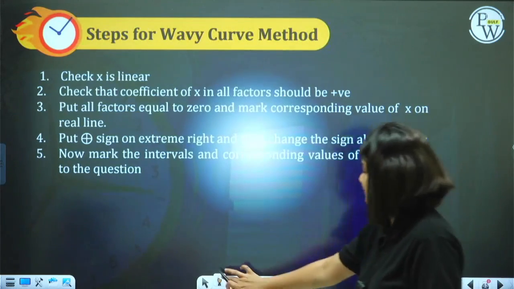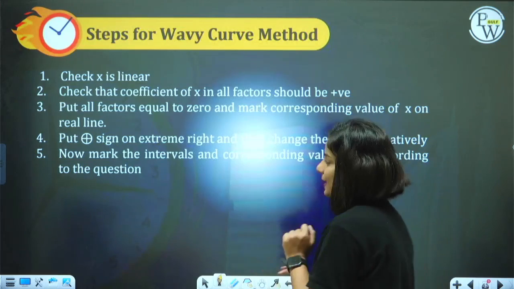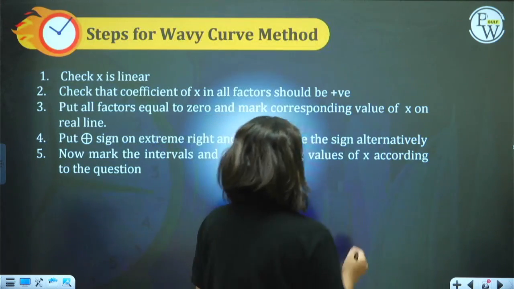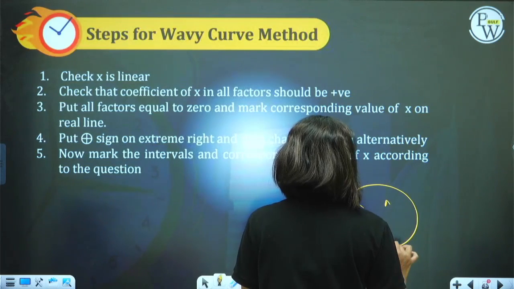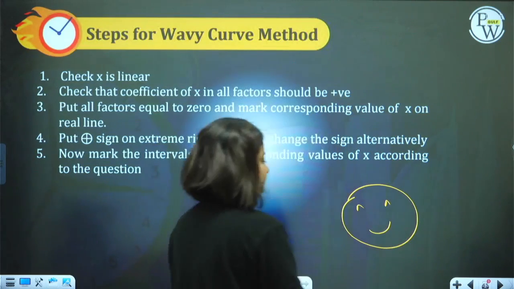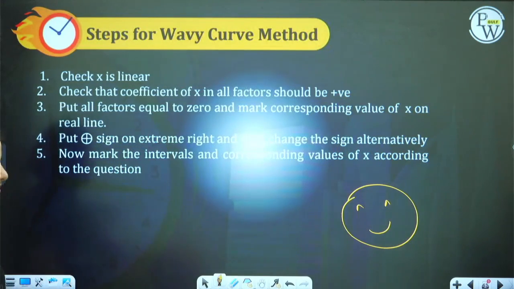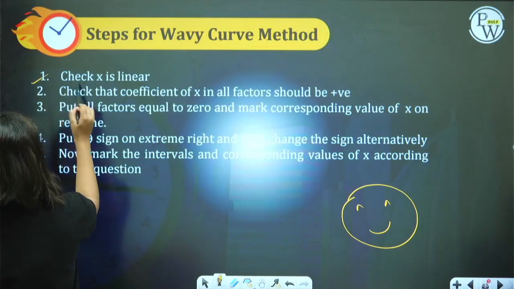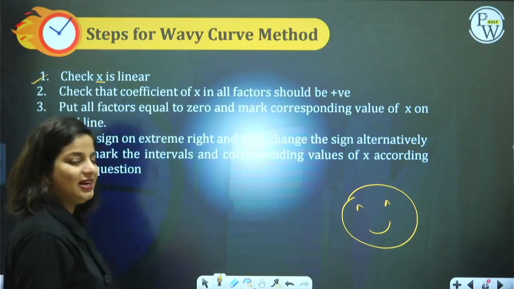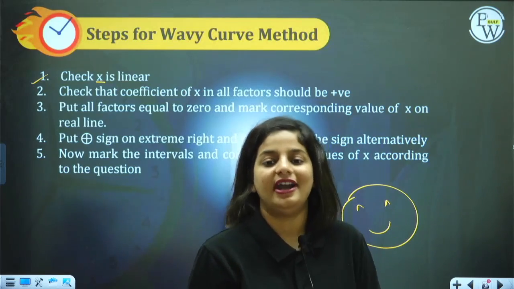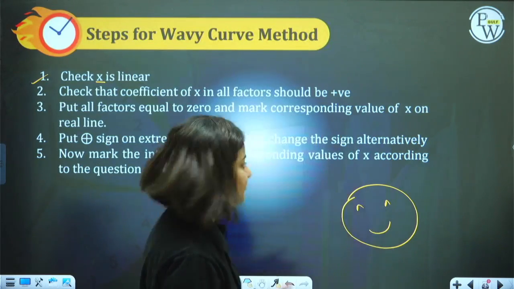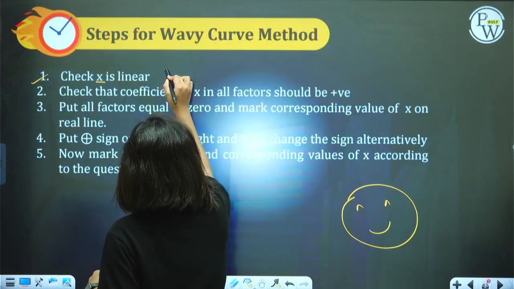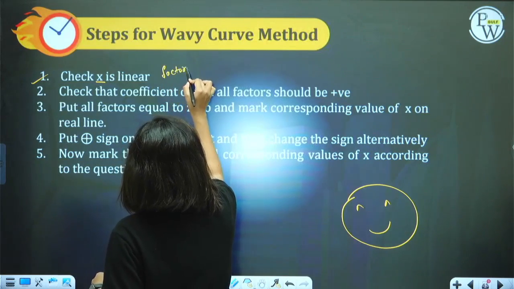What are the steps for the wavy curve method, guys? Note these steps. This is very important. Please smile and listen. First step, check x is linear. That means if in a question you have quadratic or cubic, factorize it and make it linear. I'll be writing some extra hints here and there. So factorize and make it linear.